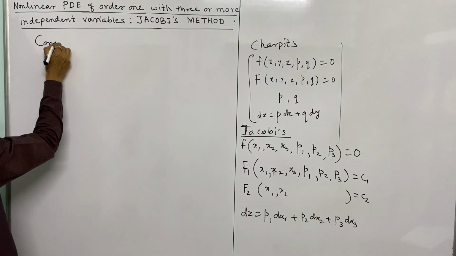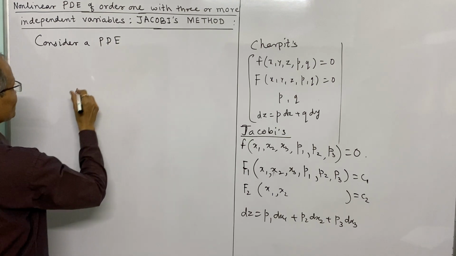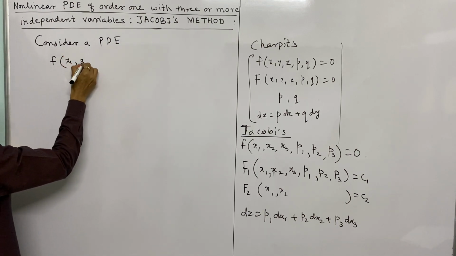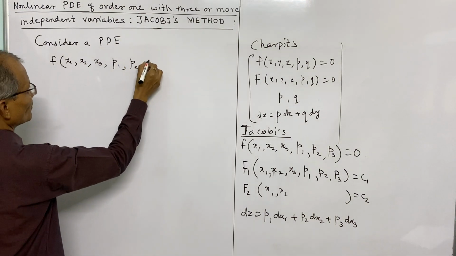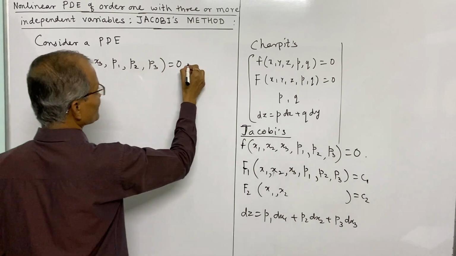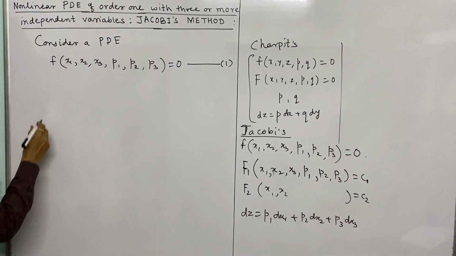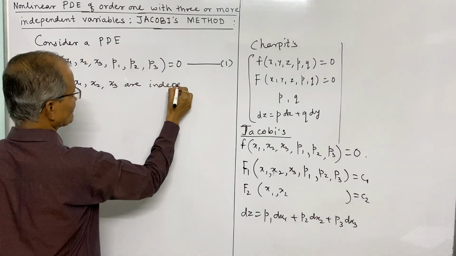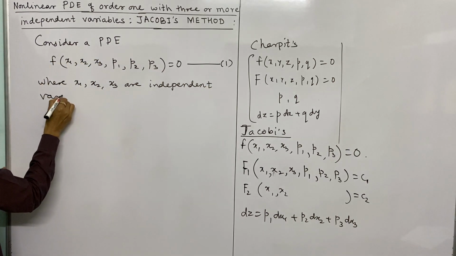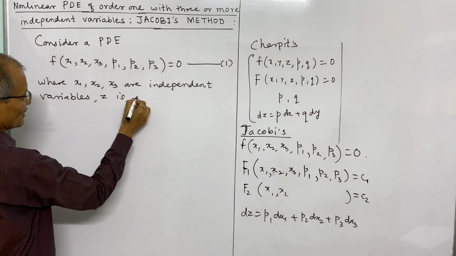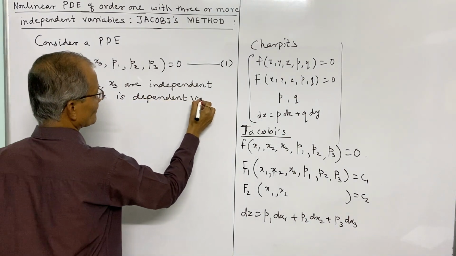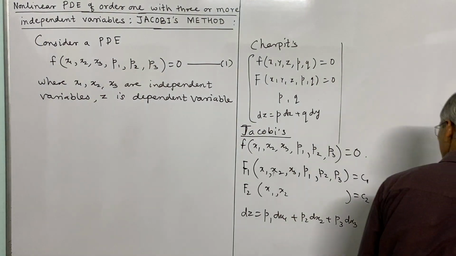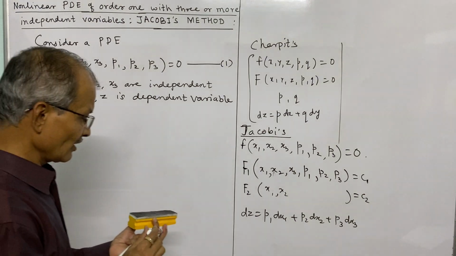Consider a PDE F(x1, x2, x3, p1, p2, p3) = 0, call it equation 1, where x1, x2, x3 are independent variables and z is the dependent variable, and we have the partial derivatives of z with respect to x1, x2 and x3, which we will denote by pi.